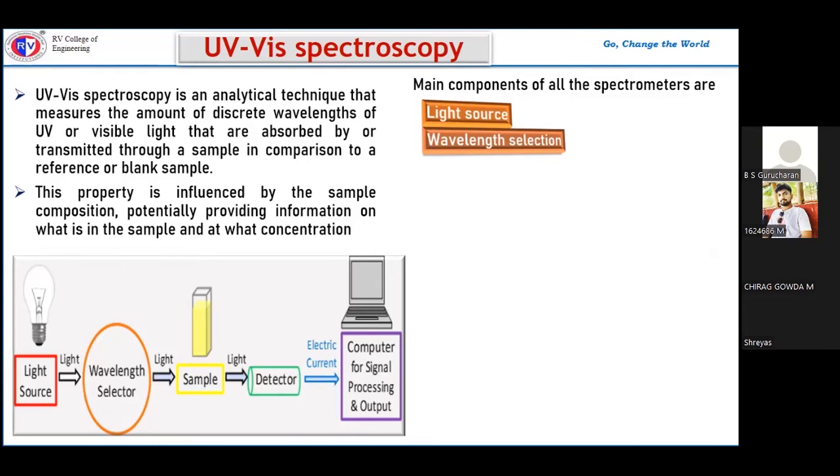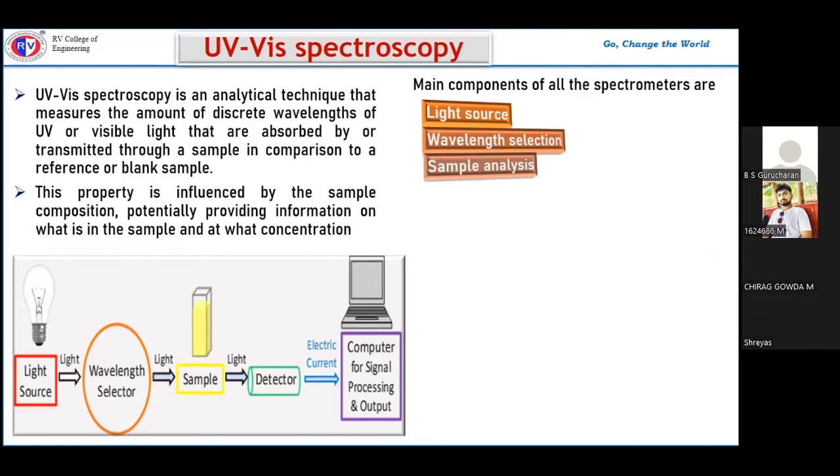And wavelength selection is also important to get to know which wavelength we are dealing with. For the different wavelengths, there are monochromators, absorption filters, interference filters, cutoff filters, and band pass filters. These are the filters which are used to filter out the wavelength which has to be transmitted through the sample.